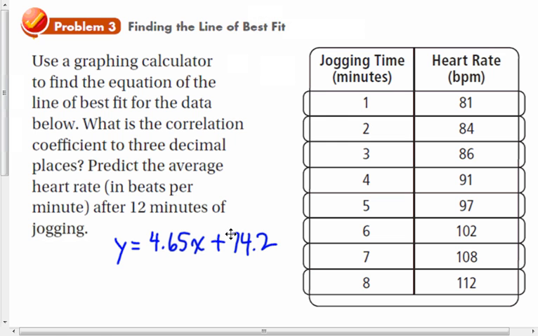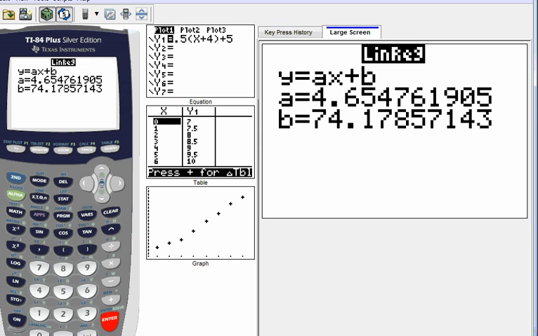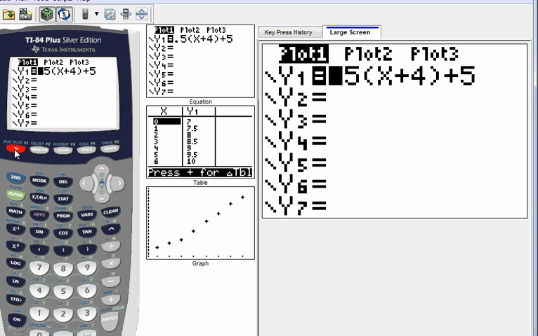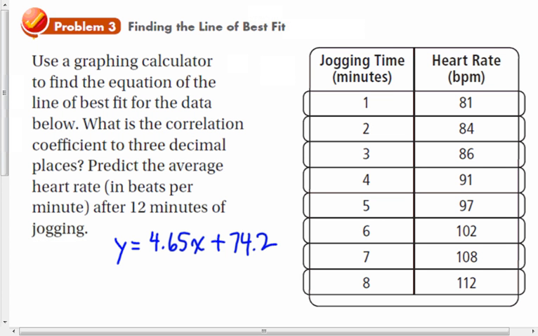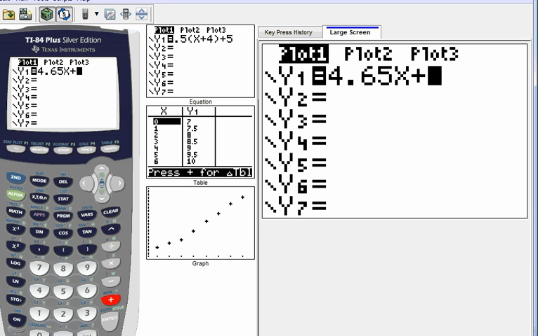And I'm going to put that into my calculator just so I can see how well that fits. I'm going to press Y equals, 4.65x plus 74.2, wasn't it? Yeah, 74.2.